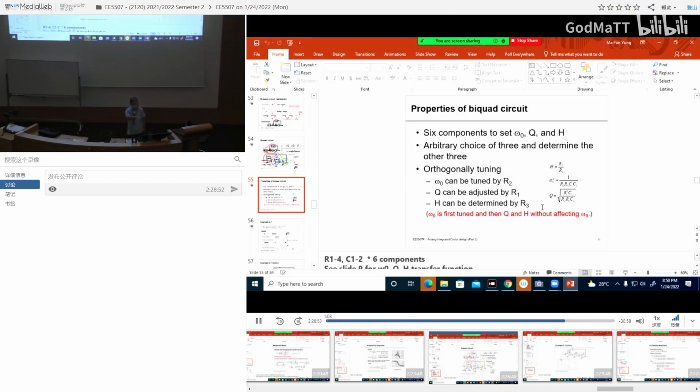If I don't do it like this, I may have to iterate. I change omega 0 by using, let's say, R3 or R1. Then I tune Q, I change R1 again. Then I have to go back and change omega 0 again. So it's not orthogonal.